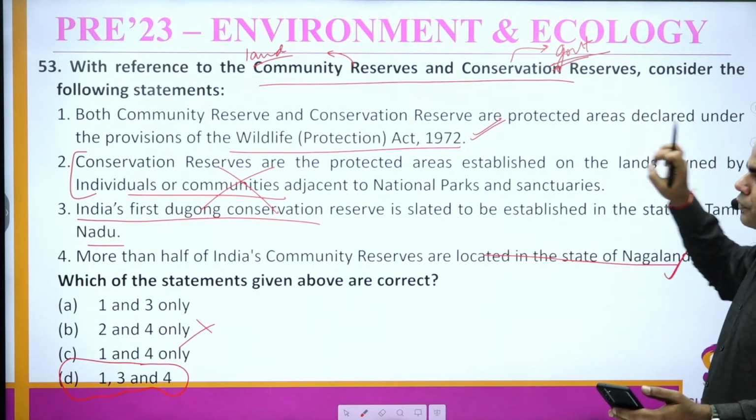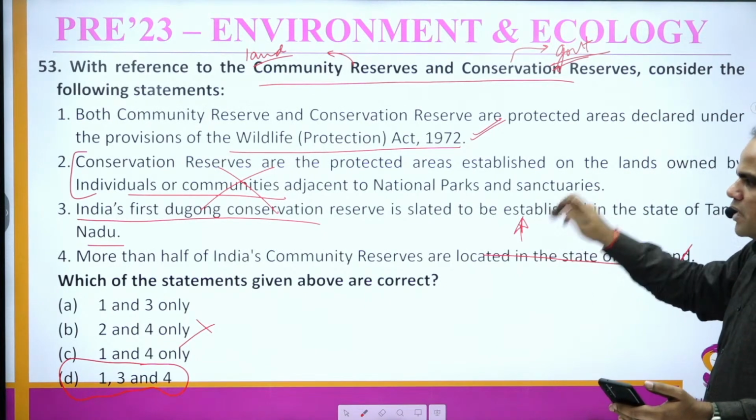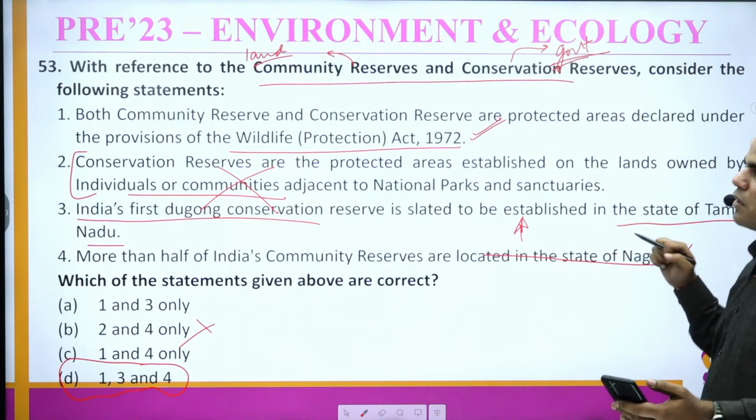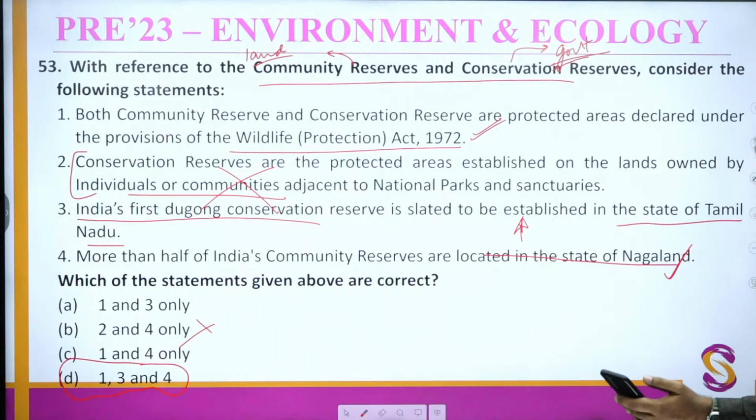So here, this part is very important. India's first dugong conservation reserve is to be established in the state of Tamil Nadu. Okay.